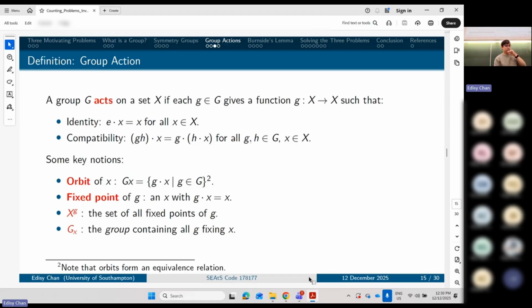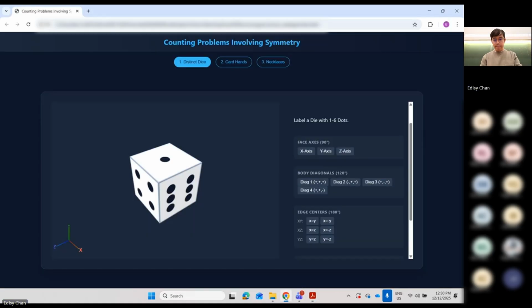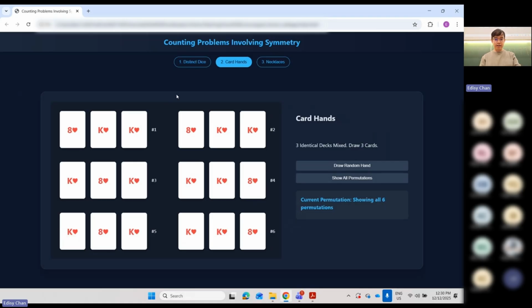So for our situation here, you can see that we have 6 permutations, right? Some of the permutations actually fix our x there. Here x is the different arrangements of the 3 cards, right?